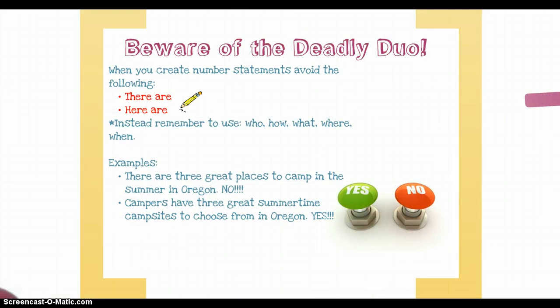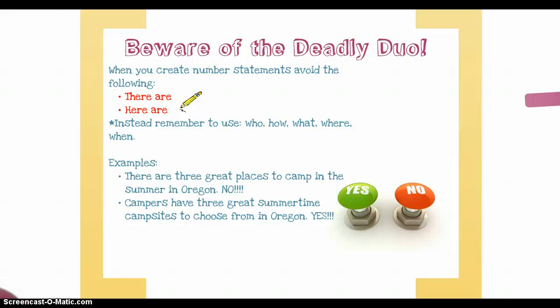Now, you just wrote a sentence, hopefully for the number statement, and I want you to go back and double check and see what you wrote. There are a couple of things I want you to be careful about when it comes to number statements. You really want to try to avoid using "there are" or "here are" at the beginning of your sentence. Check the sentence you just wrote.